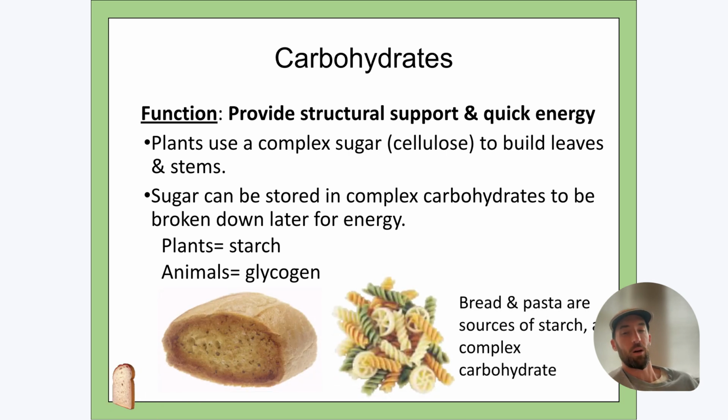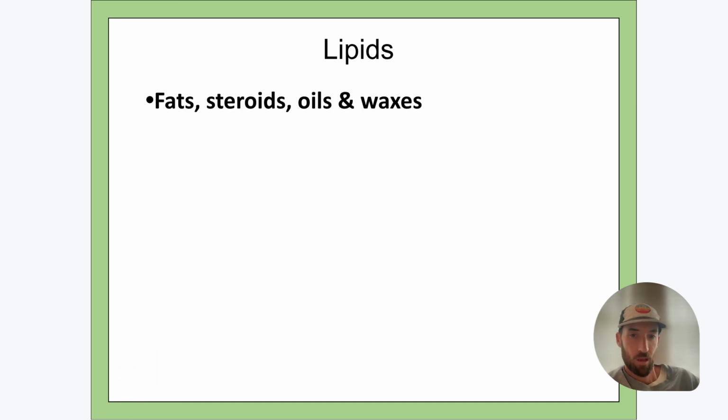Bread and pasta are polysaccharides, or polymers, that we eat and digest and break down into monosaccharides like glucose. And then from there, we use that glucose for energy, or we store it or convert it into fat if there's too much of it.